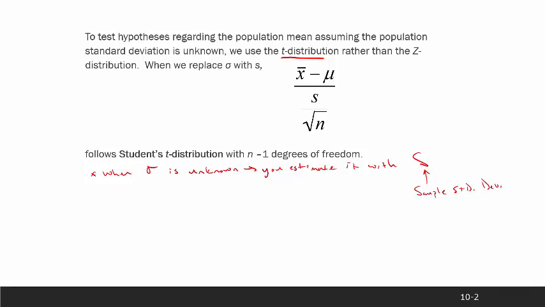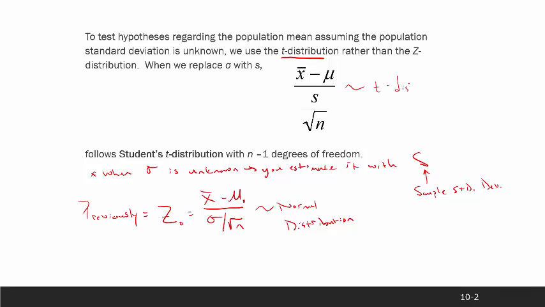What we learned when we were talking about this under the confidence interval lectures is whenever you do this calculation, x bar minus mu divided by s divided by the square root of n. Previously, our test statistic was x bar minus mu sub 0 divided by sigma over the square root of n, and this followed a normal distribution. But when you replace sigma with s, this follows a student's t-distribution with df, degrees of freedom, n minus 1, so the sample size minus 1.